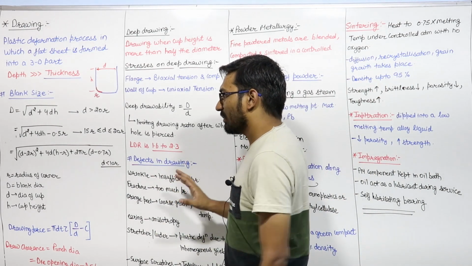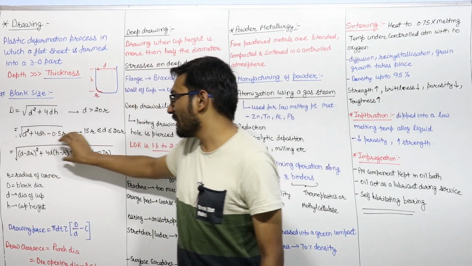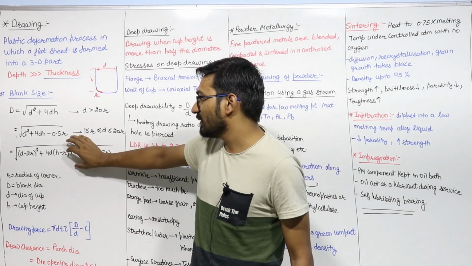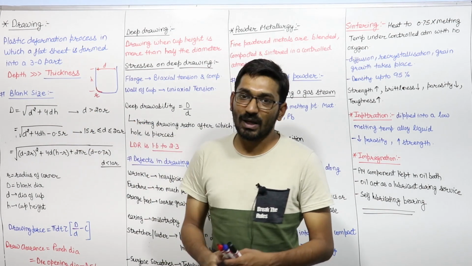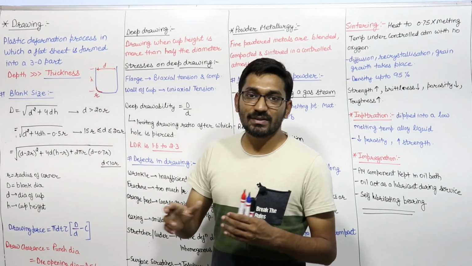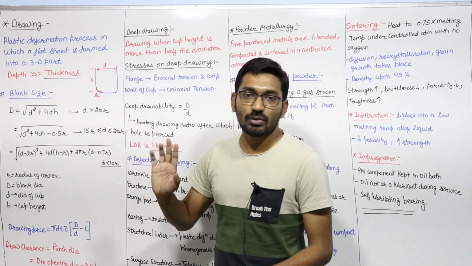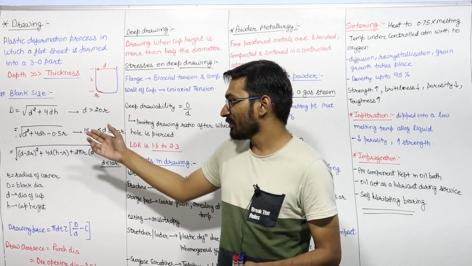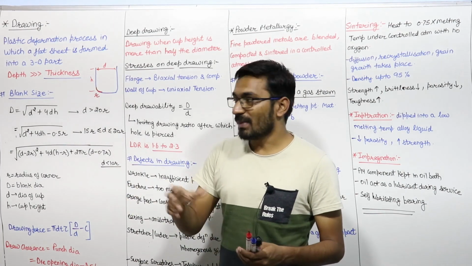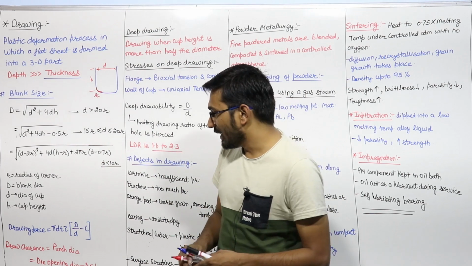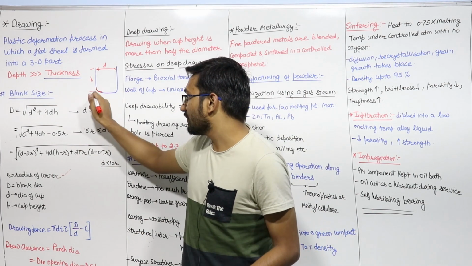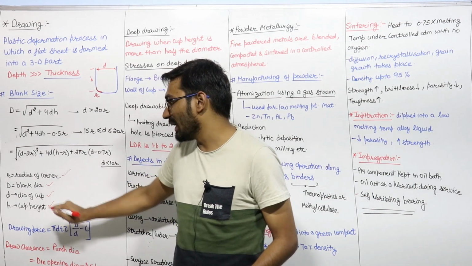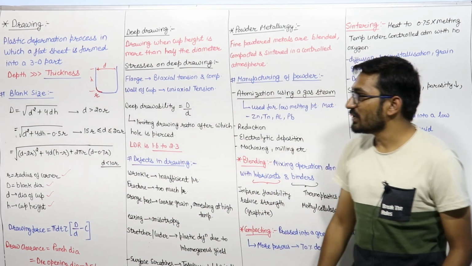If we talk about your GATE question, you don't need to remember this third formula. There is very little chance that a question will be asked on it. Just these two formulas you have to remember. If the diameter is greater than 20r, then under root of d square plus 4dh. If it is between 15r to 20r, then it is d square plus 4dh minus 0.5r. We already saw that r is the radius of the corner, capital D is your blank diameter, small d is the diameter of the cup, and h is the cup height. So this is your drawing.